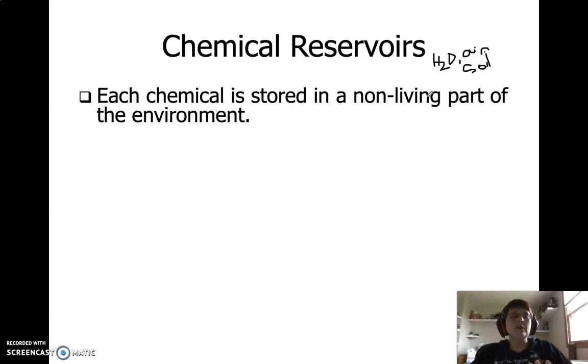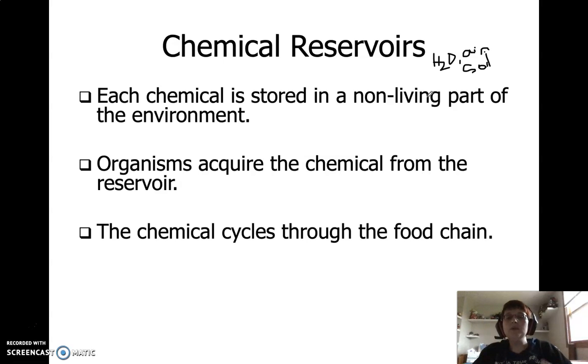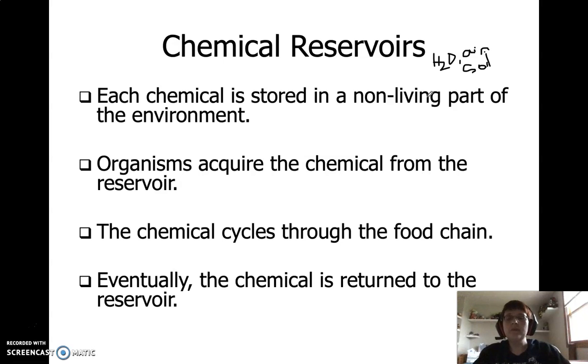So the general pattern is going to be the same for each of these chemicals that we're going to look at, because the chemical is going to be stored in that non-living part of the environment. Organisms are going to acquire the chemical from the reservoir. The way it happens is going to be different, but somehow they're going to get that chemical from the reservoir. The chemical will cycle through the food chain, so it's going to move through the food chain, and eventually the chemical will be returned to the reservoir. So this is the big pattern that all three of these are going to undergo.